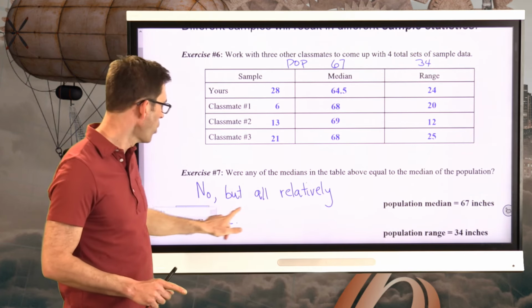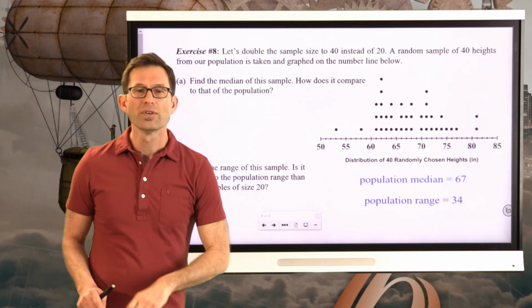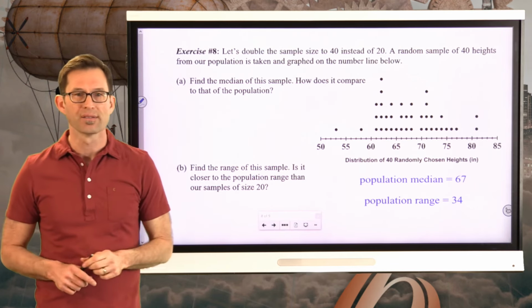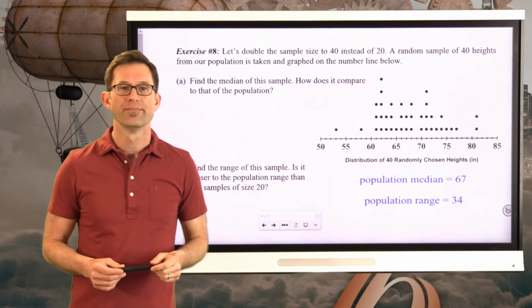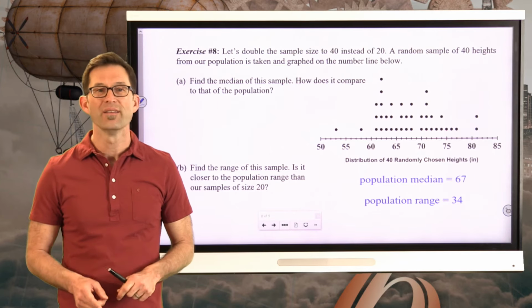Now let's take a look at one last little facet, which is what's called sample size. Take a look at exercise number 8. Let's double the sample size to 40 instead of 20. A random sample of 40 heights from our population is taken and graphed on the number line below. Letter A, find the median of this sample. How does it compare to that of the population? All right, go for it.